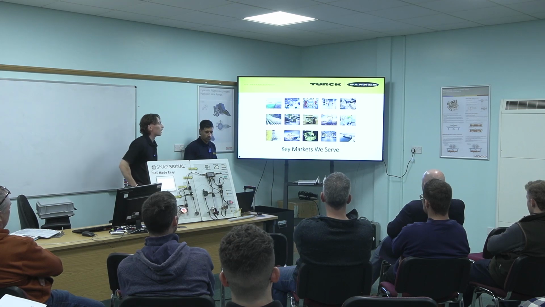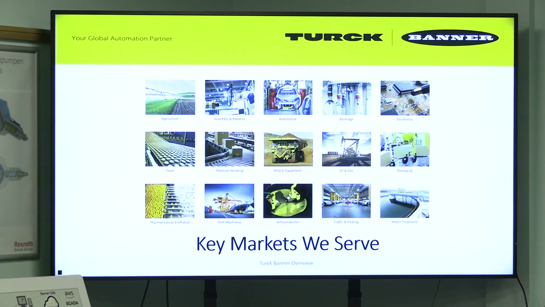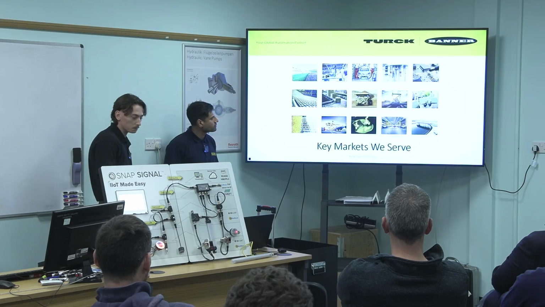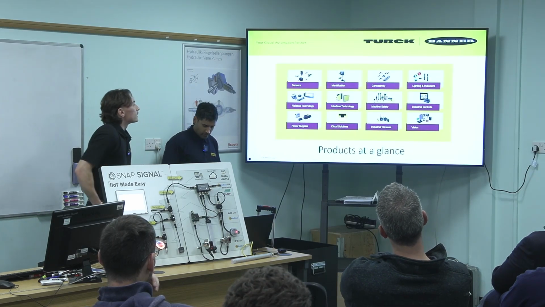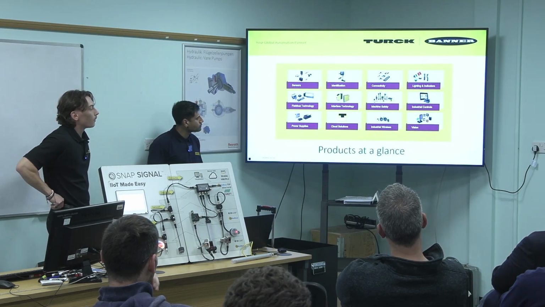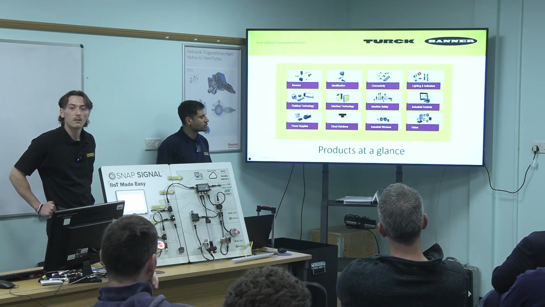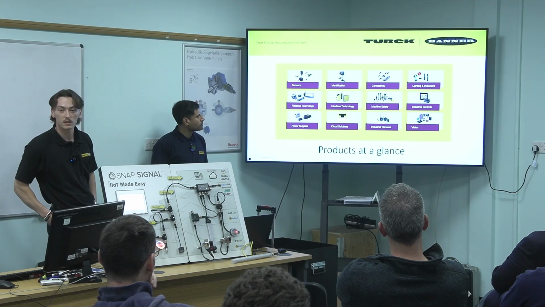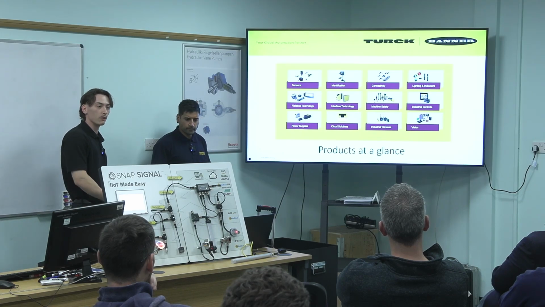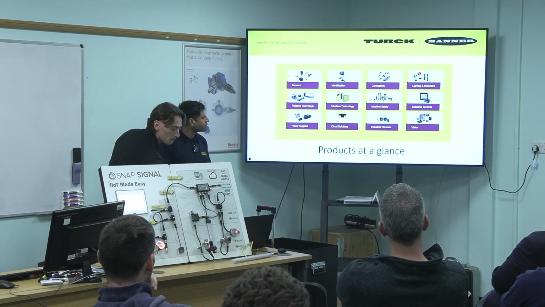And these are some of the markets that we're serving. Some of these may be where your companies are based. So a lot of automotive, F&B, and warehousing, conversion equipment, packaging, that sort of thing. This is sort of a product overview. So if you think automation and control, there'll be something in our product portfolio that will cater to that. There's over 100,000 products from Turck or Banner that we can offer.